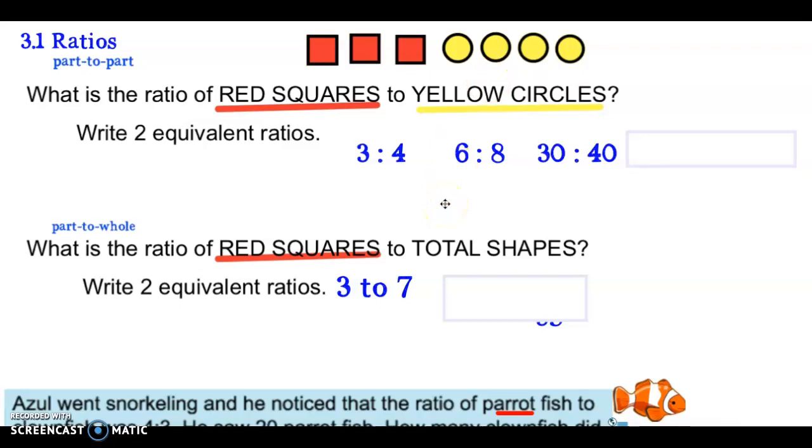Here's an example of a part-to-whole ratio, red squares to total shapes. So you can see we have 3 red squares and 7 total shapes. So again, here are some equivalent ratios. We have 3 to 7. We could say 6 red for every 14 total shapes. We just doubled each number. Or remember, a ratio can look like a fraction. 3 times 5 is 15, and 7 times 5 is 35.